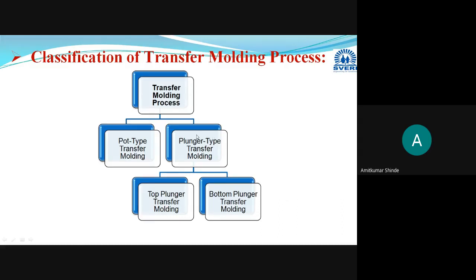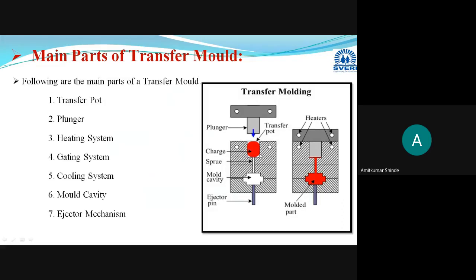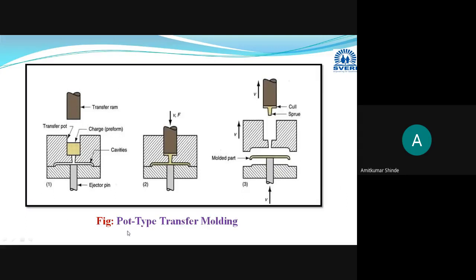And when the transfer of this charge from the transfer pot to the mold cavity is done with the help of lateral or horizontal channels like gates and runners, when transfer takes place through those horizontal or lateral channels, then it will be termed the plunger type transfer molding process. I will show you these diagrams.